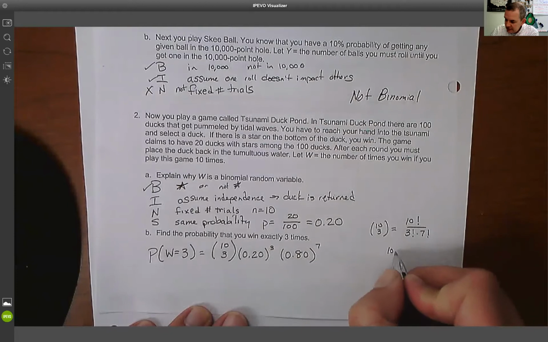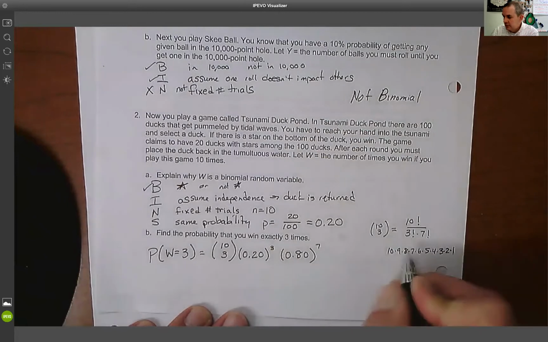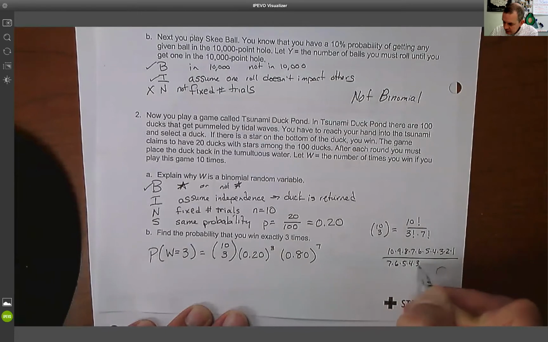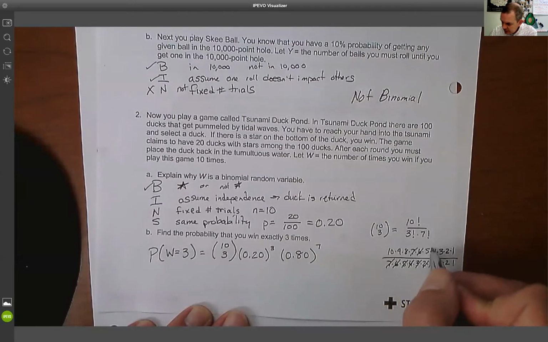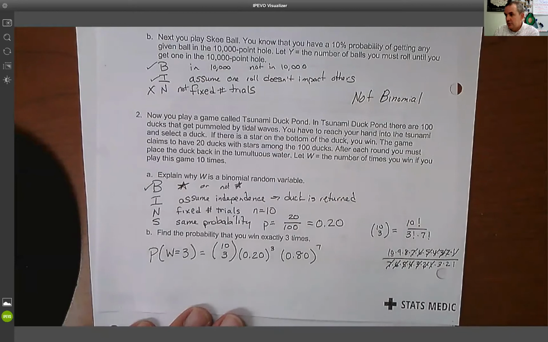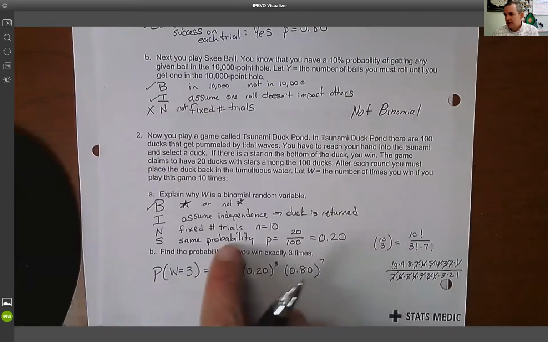So 10 factorial is 10 times 9 times 8 times 7 times 6, 5, 4, 3, 2, 1. 7 factorial is 7, 6, 5, 4, 3, 2, 1. 3 factorial, 3, 2, 1. So what's going to happen is the 7, 6, 5, 4, 3, 2, 1 cancels, and it's going to be 10 times 9 times 8 over 3 times 2 times 1. So that's going to tell you the number of ways you could get 3 ducks. So again, remember, you get the first 3 ducks win and then lose 7. First duck, miss 2, get 1, miss 3. So there's so many different ways. This is, again, how we count it. So this right here is considered our work.